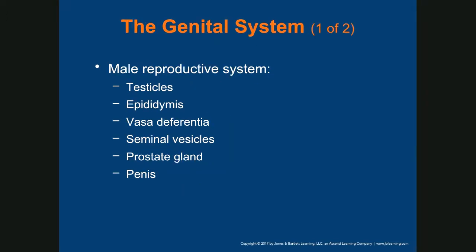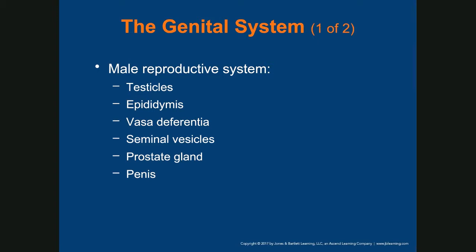Let's look at the genital system. The male reproductive system consists of the testicles, epididymis, vasa deferentia, seminal vesicles, prostate gland, and the penis. The testes is known as the testicles. These are the male gonads. It is behind the penis in a pouch of skin called the scrotum.